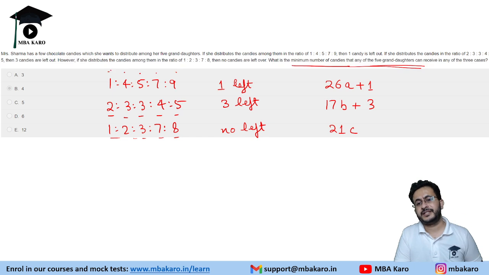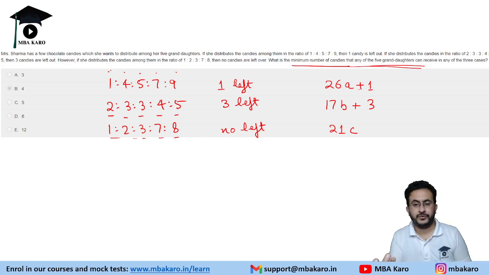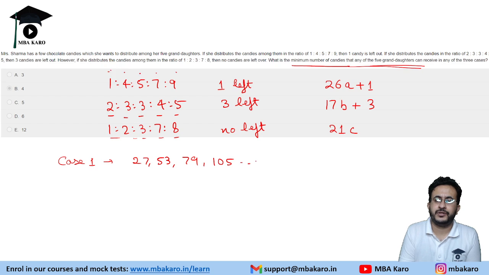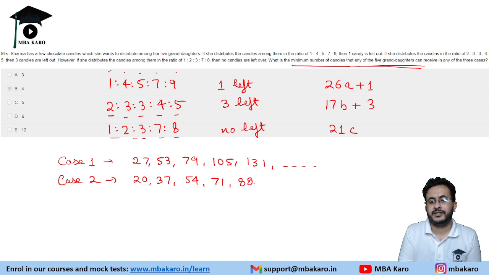Now 26a plus 1. So she is distributing some candies. The number of candies in case 1 could be taken as multiples of 26 plus 1, like 27, 53, 79, 105, and so on, 131. You can take a few more examples and just stop here. In the second case, she should have a multiple of 17 plus 3. That is 20, could be 37, 54, 71, 88, 105, 122, and so on. Now we see a common number.